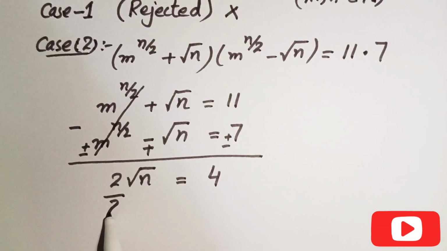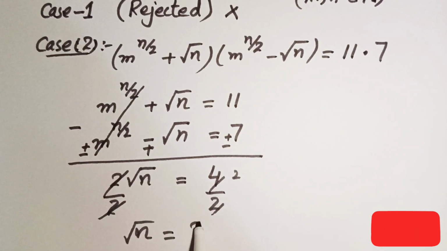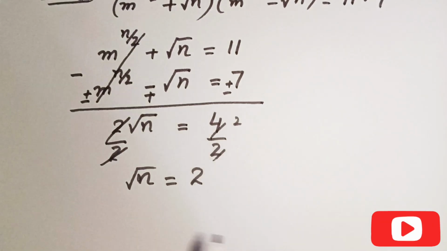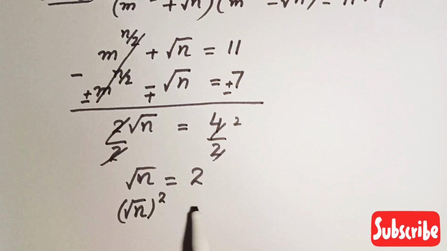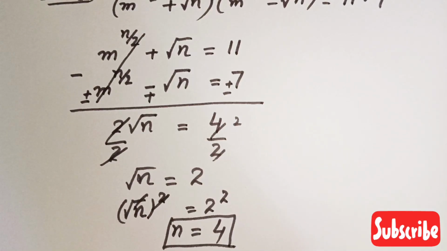Here we divide by 2 on both sides, so cancelling this, 2 2s are 4, so square root of n is equal to 2. Here if we take the square on both sides, we have the value of n is equal to 4. So from case 2, we have found the value of n, which is 4. Now we are going to find the value of m here.